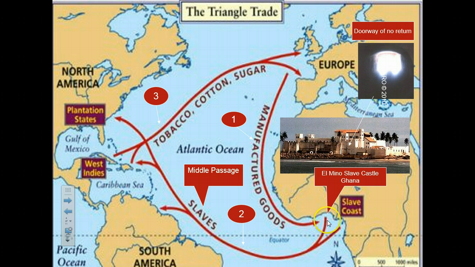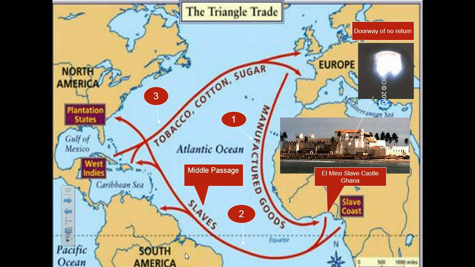You can see the Middle Passage here goes from the northwestern coast of Africa to the Americas. Some were dropped off in South America for the Spanish, and then some in the West Indies, and then some up in the plantation states, which tells you why in South America and the Caribbean you have such a diversity of racial differences.